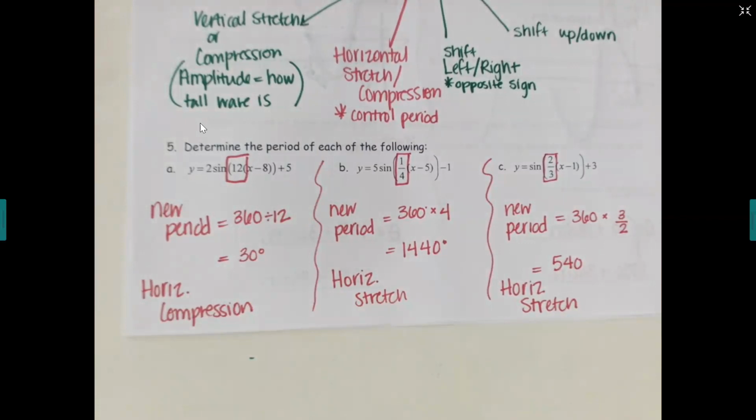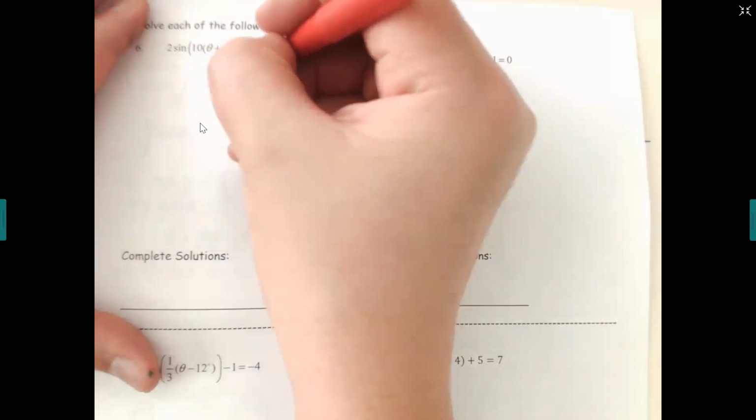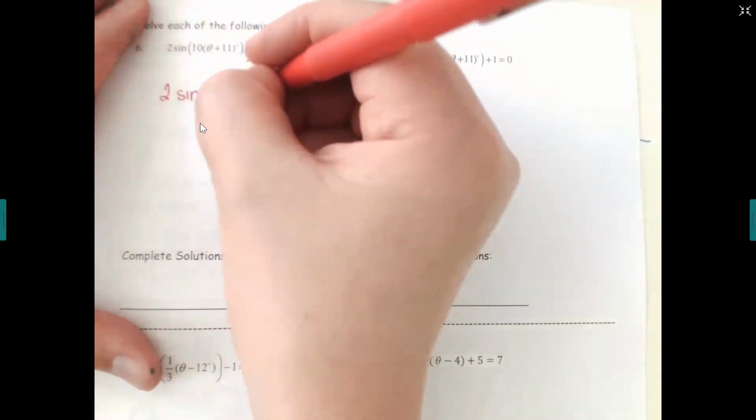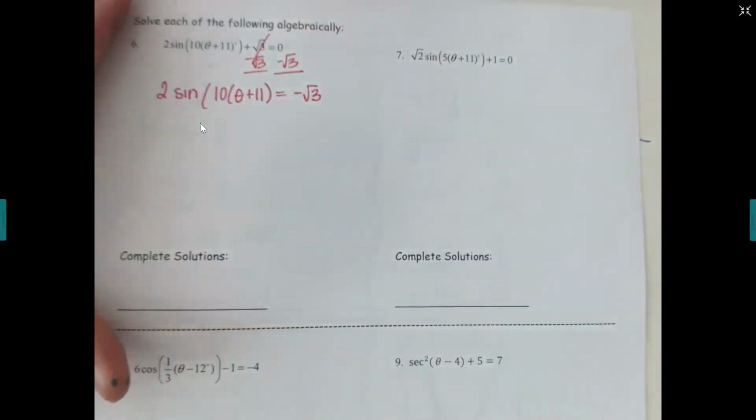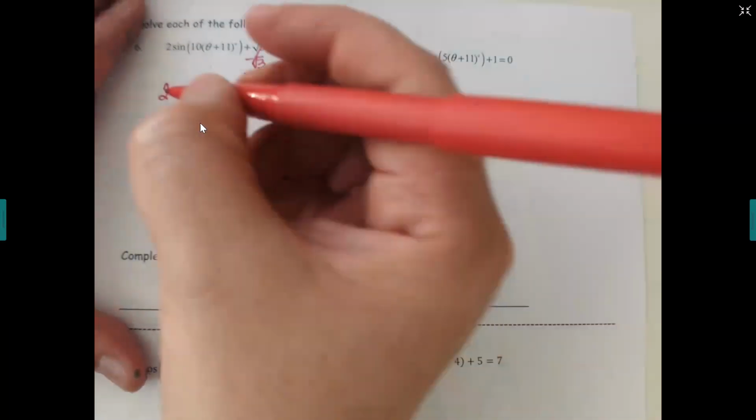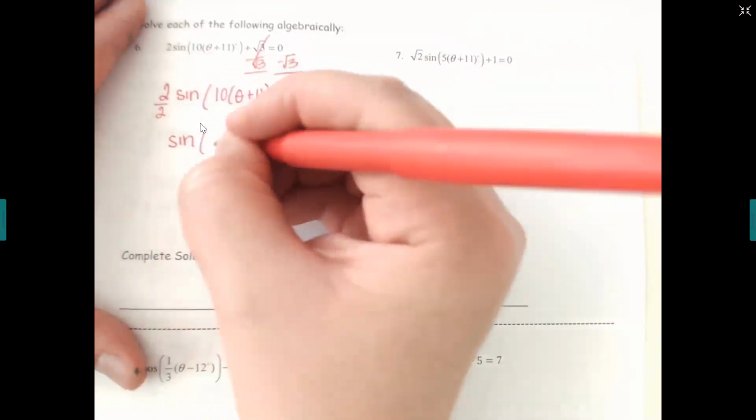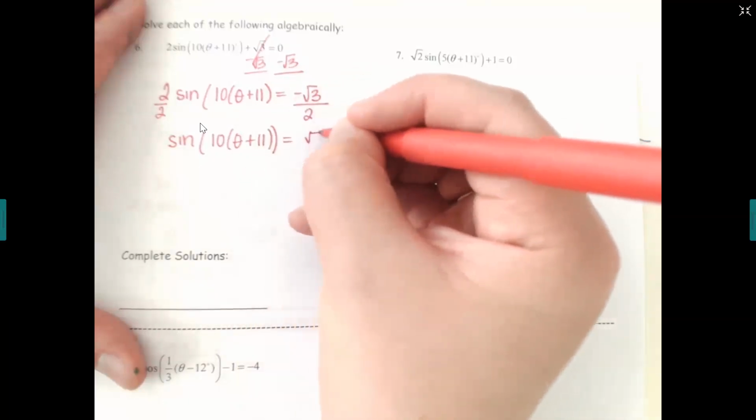Okay, so we're gonna do both of those, but first we're gonna subtract. But we will divide eventually, so good job, that's okay. So I'm gonna minus the √3 across. So I have 2 sine 10 theta plus 11 equals negative √3. Okay, then after we subtract, we're gonna divide. So get that 2 out of the way. So I have sine parentheses 10 theta plus 11 equals negative √3/2.